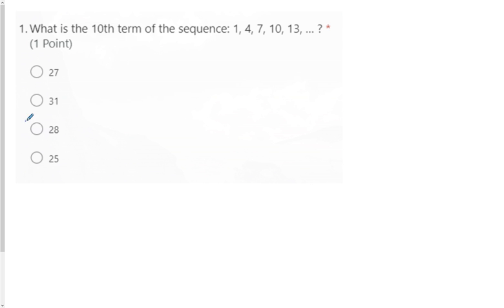So for our first one, the correct answer is 28, and here's how we're going to get there. What's the 10th term of the sequence? Well, when I look at this, I can tell just quickly by looking at it that I'm adding 3 each time. So this is an arithmetic sequence. My first term in this arithmetic sequence is a 1, and my common difference is a 3. I'm going up by 3 each time.